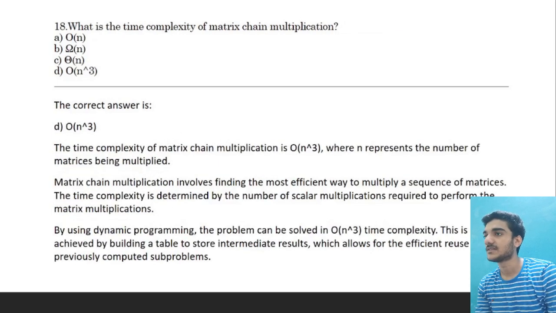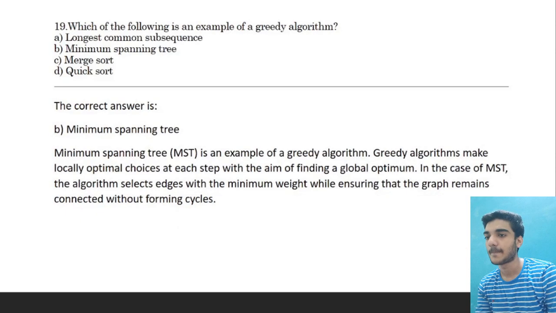What is the time complexity of matrix chain multiplication? And the correct answer is big O of n cube. Matrix chain multiplication involves finding the most efficient way to multiply a sequence of matrices. The time complexity is determined by the number of scalar multiplications required to perform matrix multiplications.